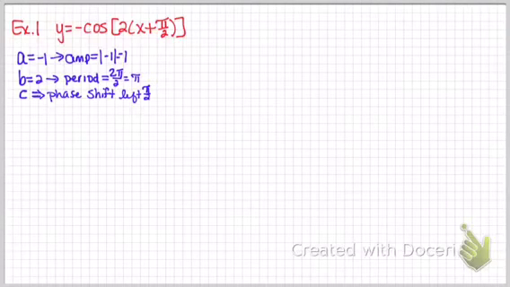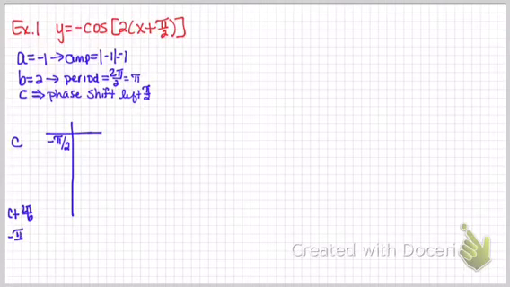Alright, so what would this look like in our table? For my x values, I'm going to start at my c value. So we go left pi over 2, it's a negative pi over 2. And then remember our last value is c plus the 2 pi over b. So that's negative pi over 2 plus pi. When I add those together, I get a positive pi over 2.